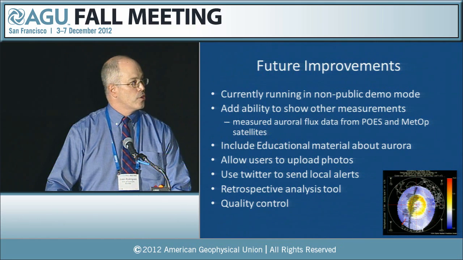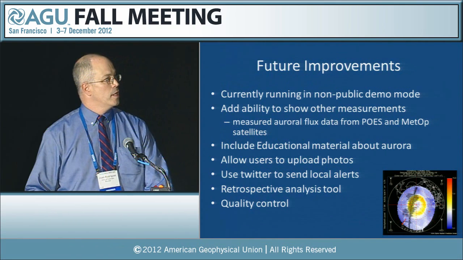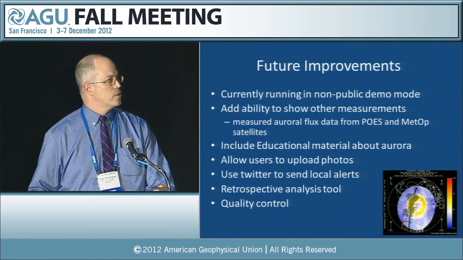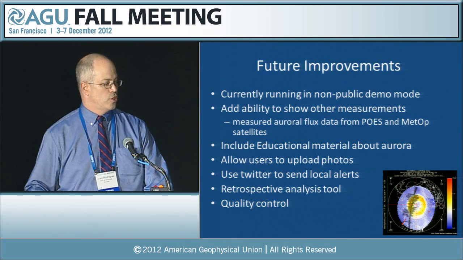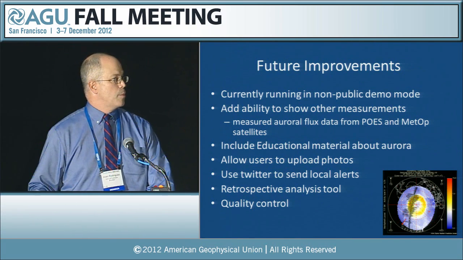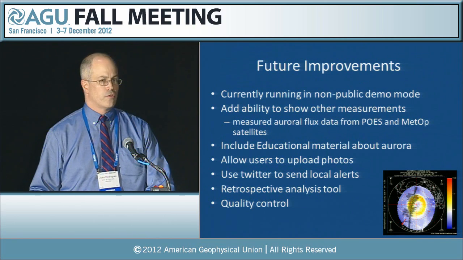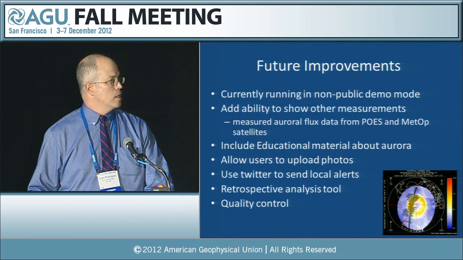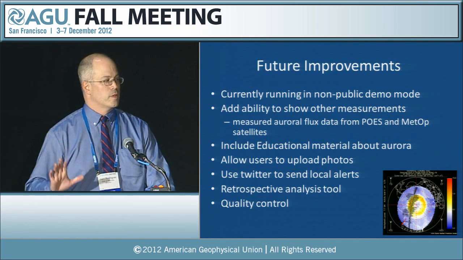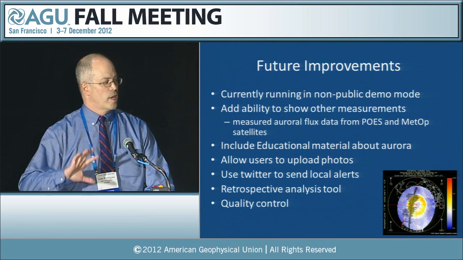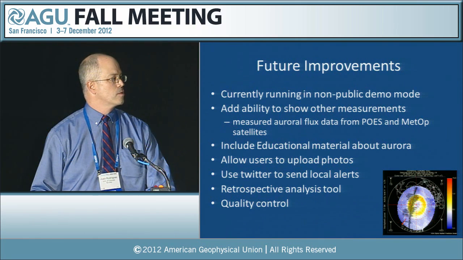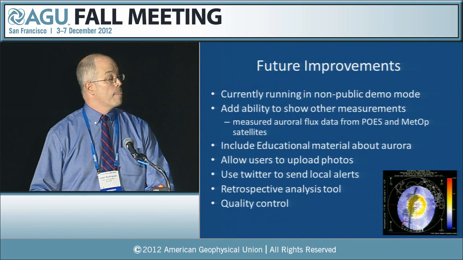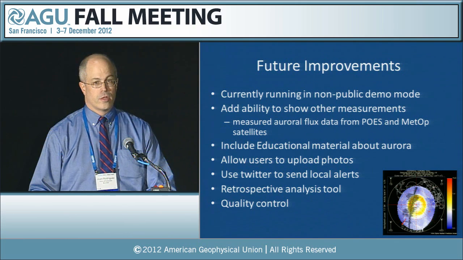So right now it's currently running in a non-public demo mode. Obviously, we'd like to bring it out into a beta version, and add the ability to show other measurements. For example, adding the measured auroral fluxes from our satellites. Include educational material, allow users to upload photos, which ultimately can be really cool if you can go to a site and see actual photographs. It's very inspirational. Use Twitter to send local alerts.